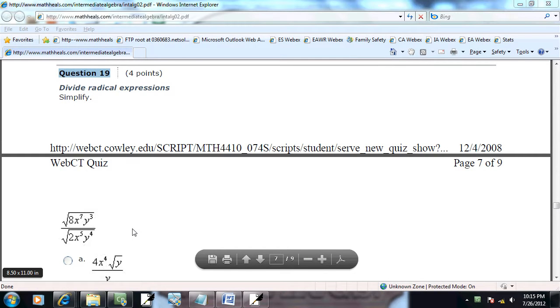Let's take a look at number 19. This says divide rational expressions, and I want to simplify this.